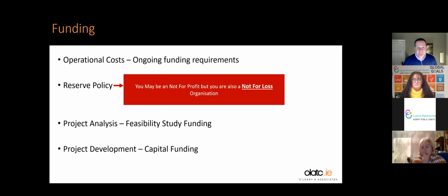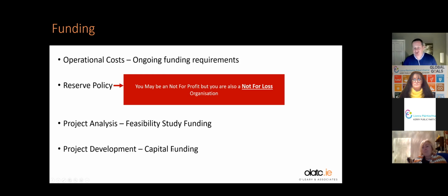Very, very important. You might need money for feasibility studies or project analysis, and there is funding for that through Leader, for example. You might then have projects you want to develop, and you might need capital funding for that. So it might be equipment you need to purchase, again, building works. You might be redecorating, redesigning the property. It might be buying a bus. It might be buying a vehicle. It might be buying a lawnmower for landscaping. Whatever it is, you need to look at, okay, how much is that going to cost, and where's the money going to come from?